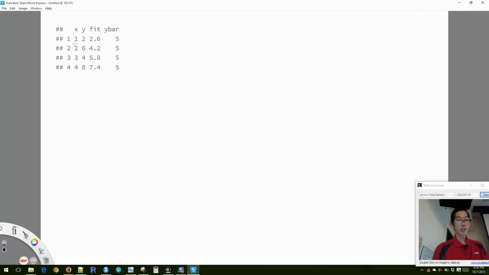Okay, so I've got my x. This is bedrooms, and y is the closet, right? And then we fit our regression model. Y hat is equal to 1 plus 1.6x.